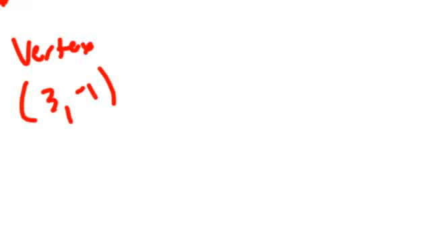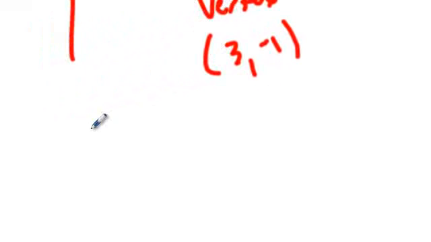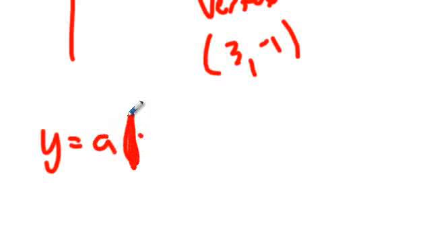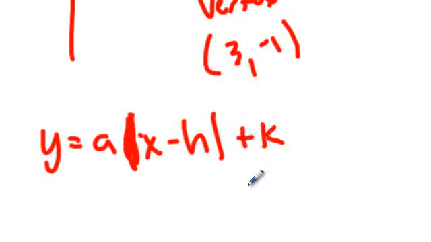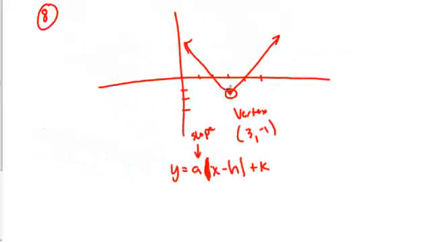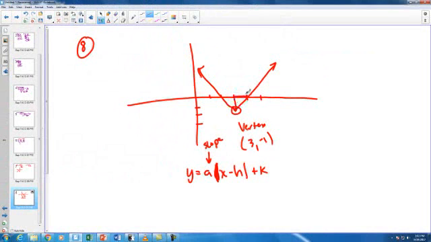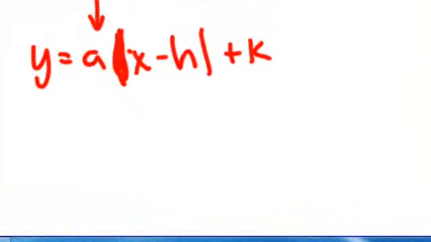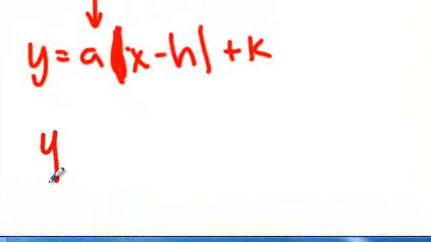So the first thing we want to identify is the vertex, which is (3, -1), because that's where this point is right here. Now we remember it has this format: y equals a absolute value of x minus h, plus k. So first thing I might want to look for is the slope. Well, I notice this graph goes up 1 over 1 on the right hand side. So that tells me the slope is 1.